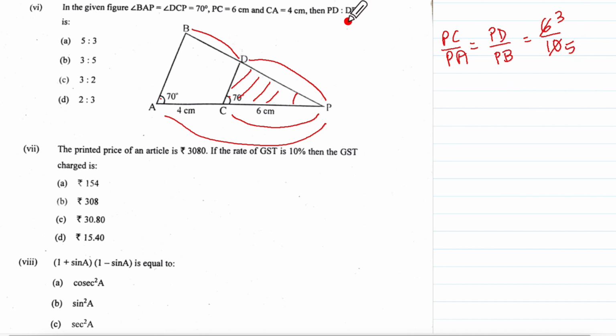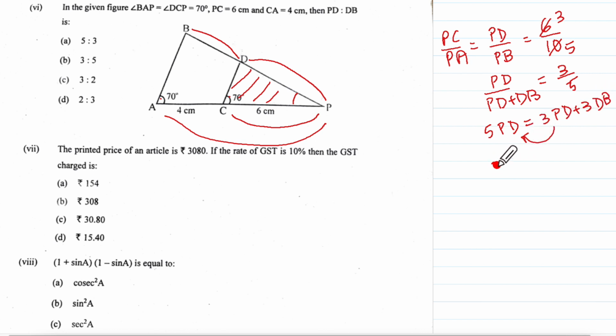Now we are interested in PD is to DB. So we will write this as PD upon PD plus DB. And that is 3 upon 5. If you cross multiply, 5 PD is equal to 3 PD plus 3 DB. Let's take this PD together. So 2 PD will be equal to 3 DB, and so PD upon DB will be equal to, DB comes here, 3 stays here, 2 goes that side.